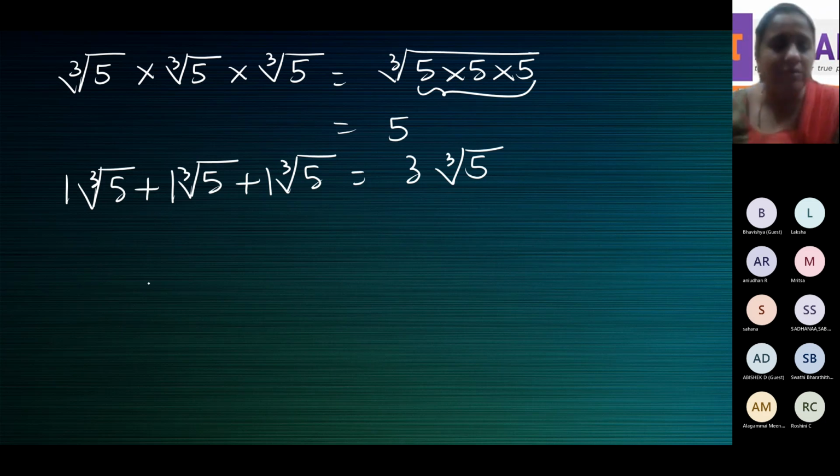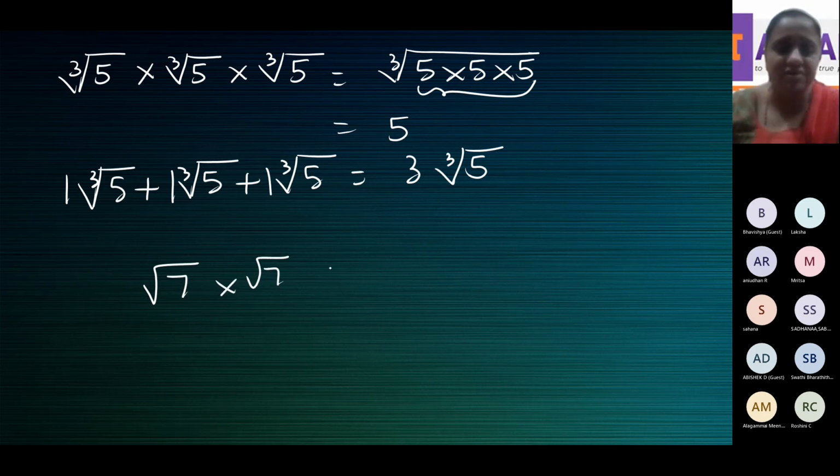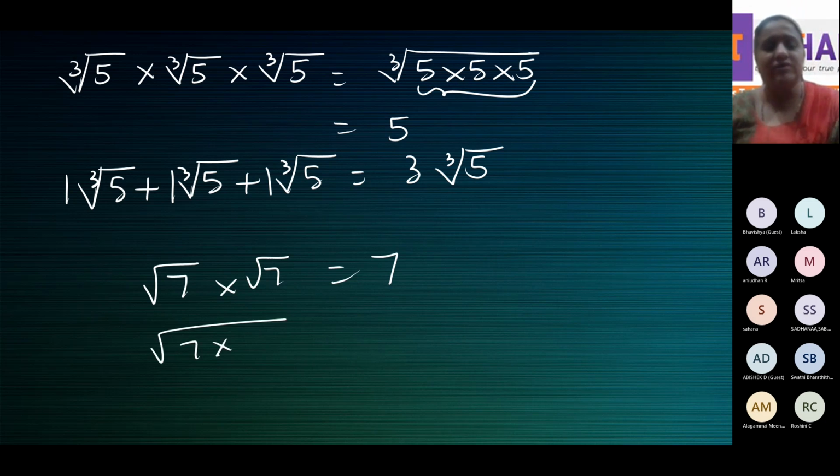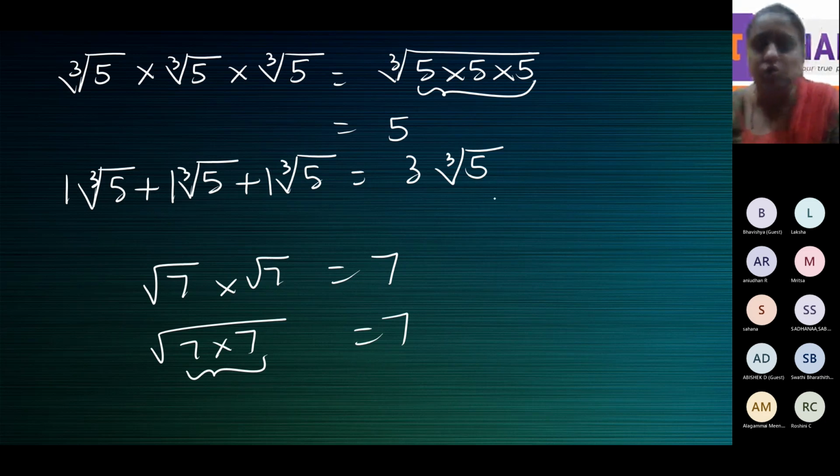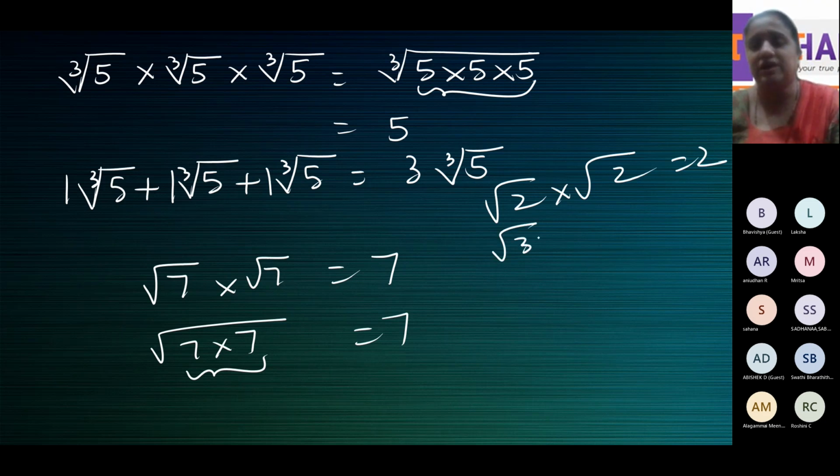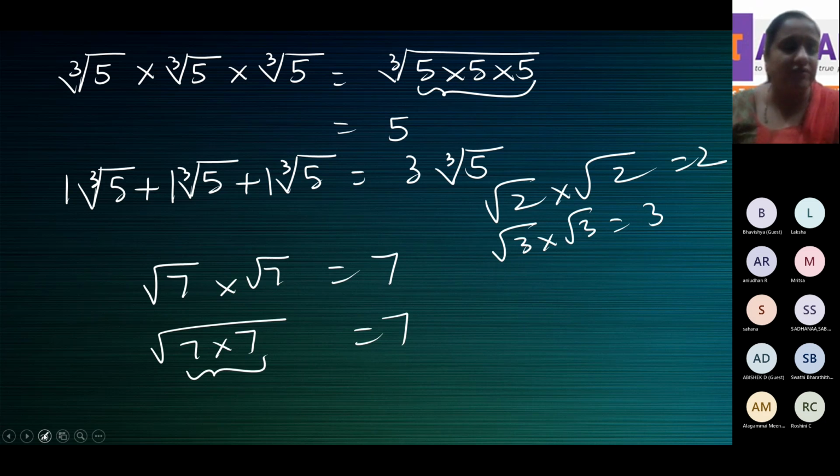But we'll mostly come across a situation like root 7 into root 7 is 7, because root of 7 into 7, from 2 sevens, 1 7 will come out. Root 2 into root 2 is 2. Root 3 into root 3 is 3. Now we'll understand this in a different way also.